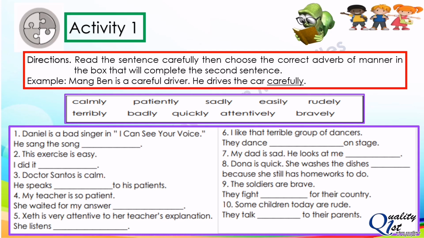Okay? So let's try to answer. Number 1. Daniel is a bad singer in I Can See Your Voice. He sang the song blank. Now the adverb of manner is badly. He sang the song badly. Okay? Now, number 2. This exercise is easy. I did it blank. The adverb of manner is easily.